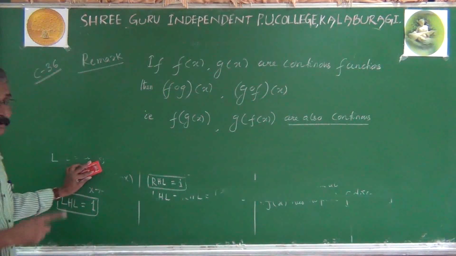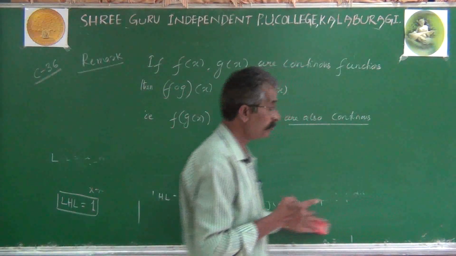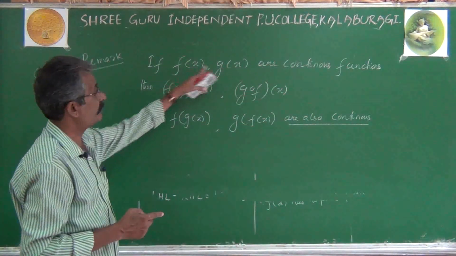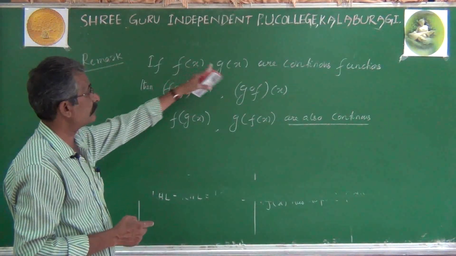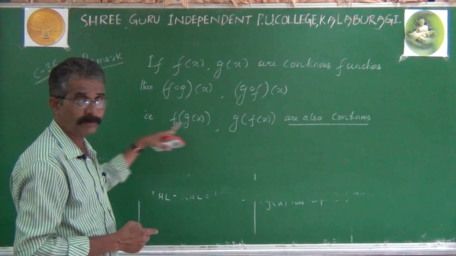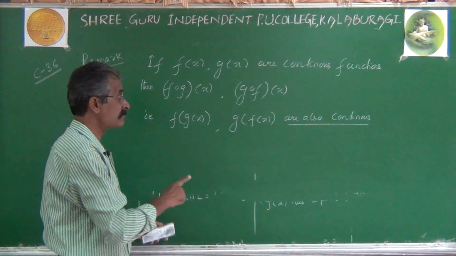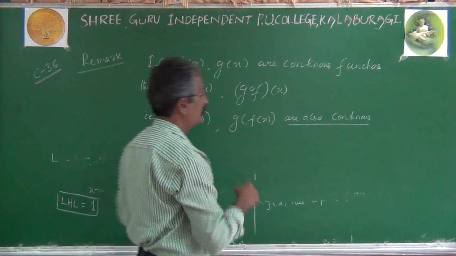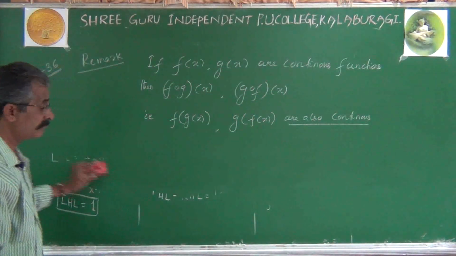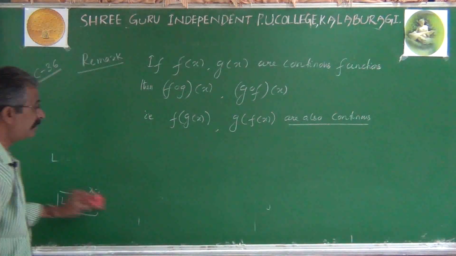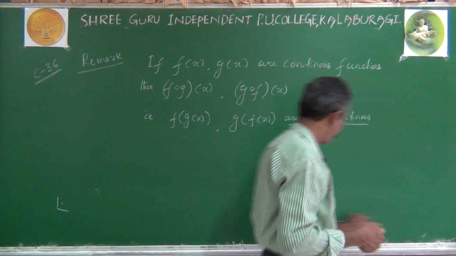Keep in mind, composition of two or more continuous functions. Obviously, here both f of x, g of x should be continuous. If one of them is discontinuous, then the composition is also a discontinuous function. But to be continuous, both f of x, g of x must themselves be continuous functions. So let's illustrate this concept by two or three suitable examples.